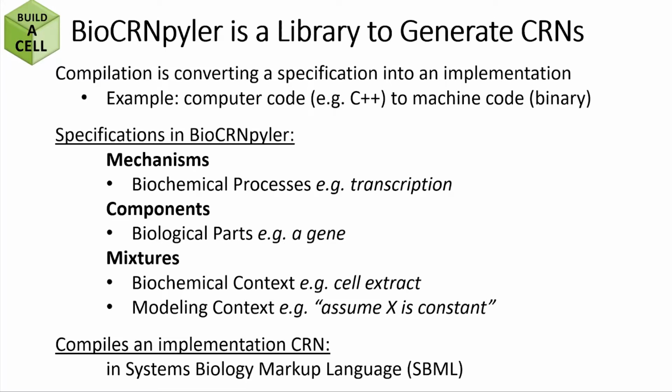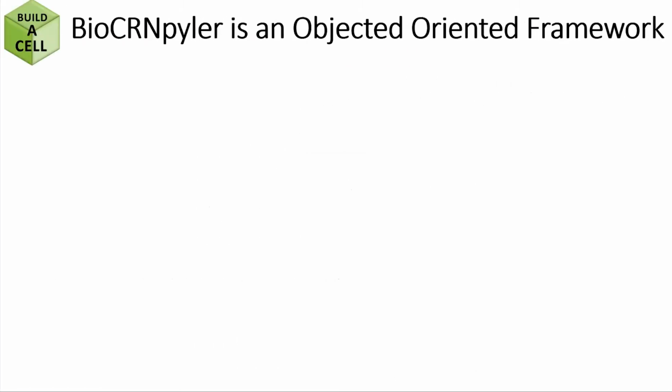And finally, Biocompiler takes these specifications of mechanisms, components, and mixtures and compiles them into a chemical reaction network, CRN, which is saved as systems biology markup language, SBML, to be simulated with lots of software, as we discussed last week. Now, besides being a library, Biocompiler is also a framework.